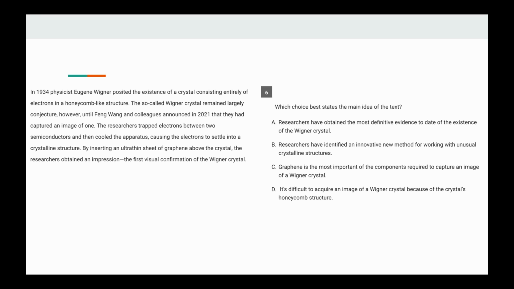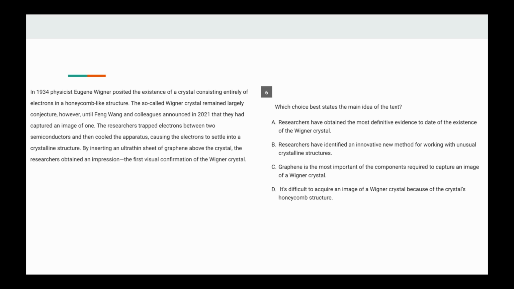D. It's difficult to acquire an image of a Wigner crystal because of the crystal's honeycomb structure. Is there anything about the difficulty? Yeah, there is evidence that it has been largely conjecture and that the evidence was found only in 2021. And we might assume that it's difficult. But obviously, straight in the passage, is there anything about it being very difficult to acquire specifically because of its honeycomb structure? No, nothing about that.